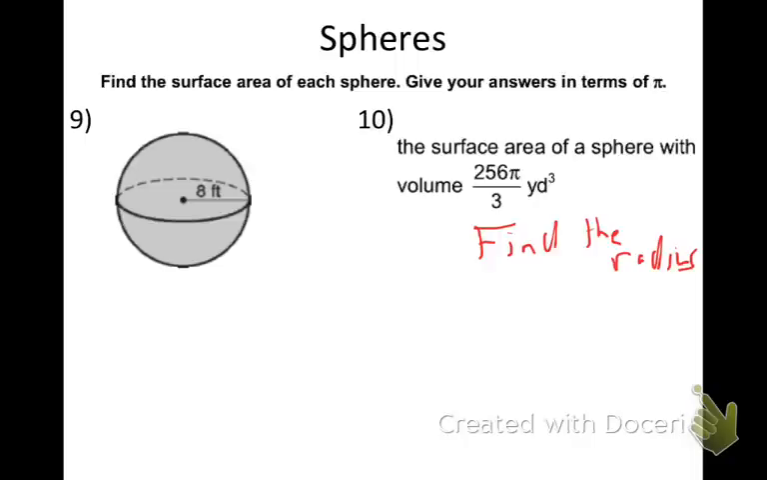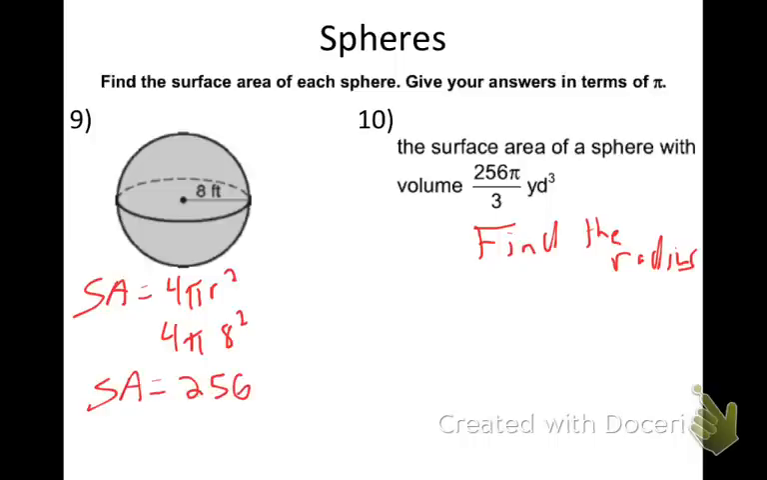Number 9, I need to find the surface area. Surface area, remember, is 4 pi r squared. So the radius here is 8, so it's 4 pi 8 squared. What's my surface area come out to be here, Bryce? 256 pi feet squared.